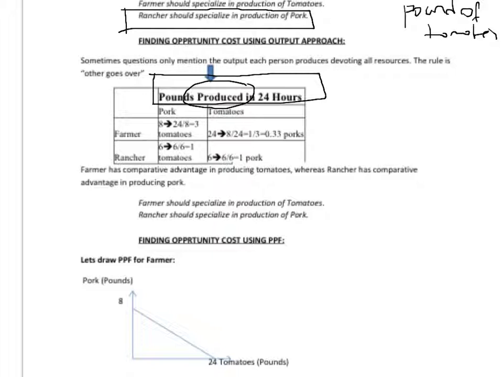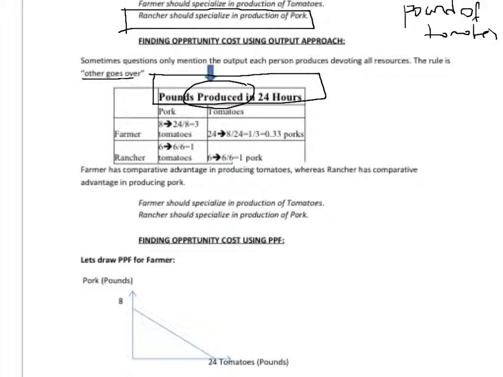Okay, now let's see our example. In this example, the farmer produces 8 pounds of pork and 24 pounds of tomato. The rancher produces 6 pounds of pork and 6 pounds of tomato. So the output given on the table is the number if each person devotes all the resources to the production of one good. If the farmer devotes all the resources to the production of pork, the maximum in a day the farmer can produce is 8 pounds of pork. And the same thing, if the farmer devotes all the resources to the production of tomatoes in a day, the maximum the farmer can produce is 24.